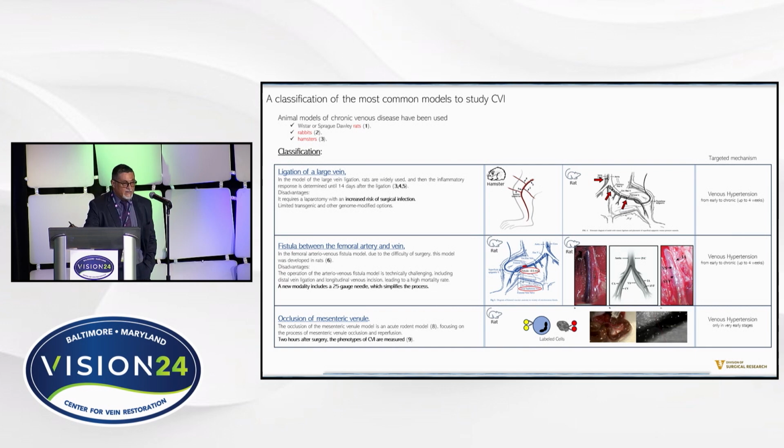We can classify these animal models into three types: ligation of large veins, fistula between the femoral artery and vein, or occlusion of the mesenteric venule. On the right, you can see pictures from different manuscripts that highlight the different possible techniques. But what they all have in common is that the target mechanism is venous hypertension. You will choose the animal model depending on the research question that you have, and all of them can help to understand what CVI is about.